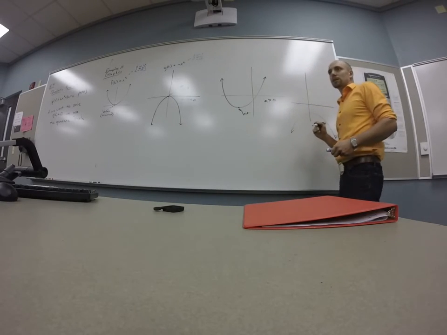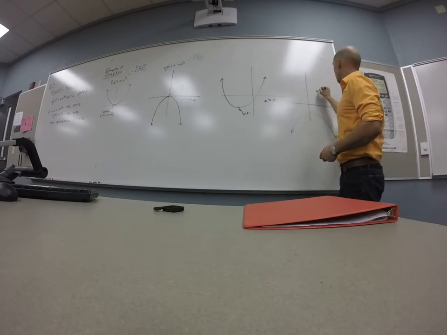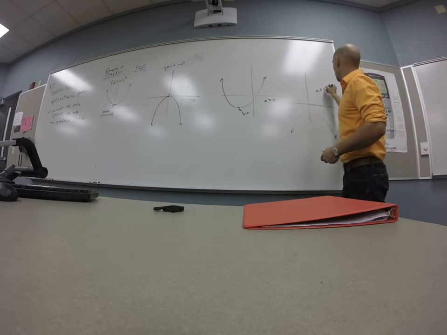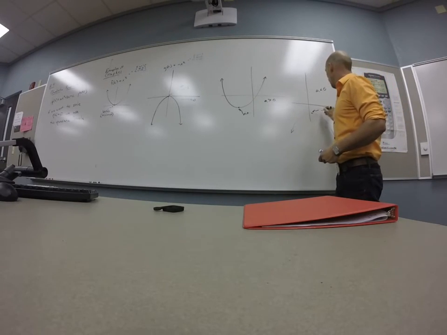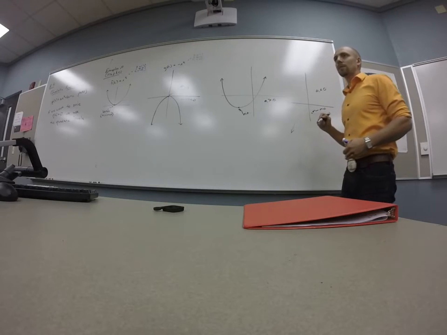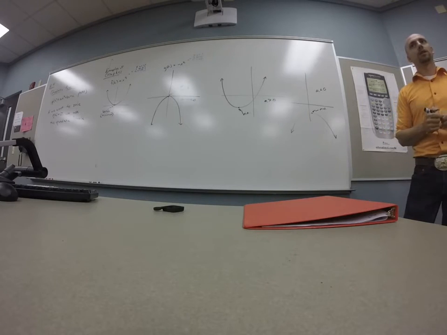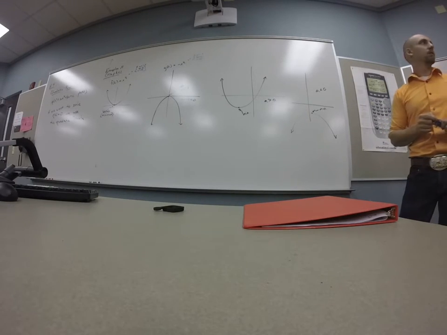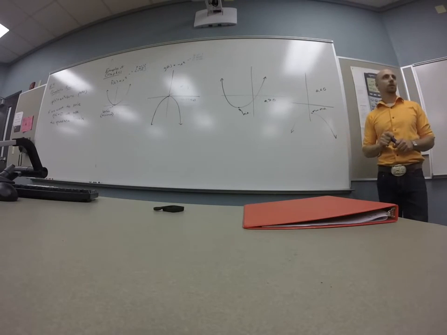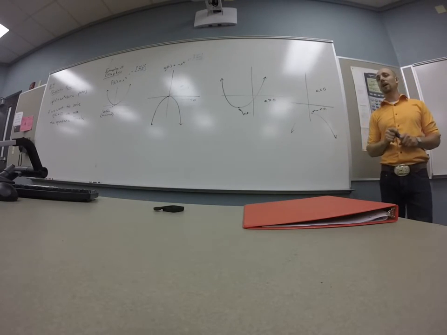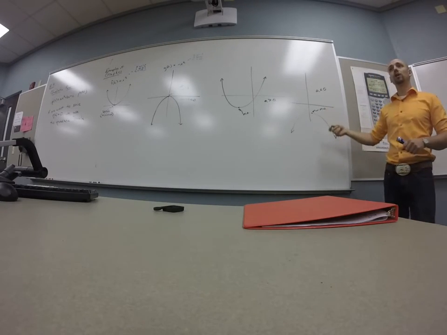Sometimes they look like this. What do I know about the a here? A is negative because it points down. What do I know about the vertex? Yeah, the vertex is a maximum. What do I know about the output associated to the vertex? Yeah, it's going to be a negative number. That might mean the best I can do with this situation is take a loss.